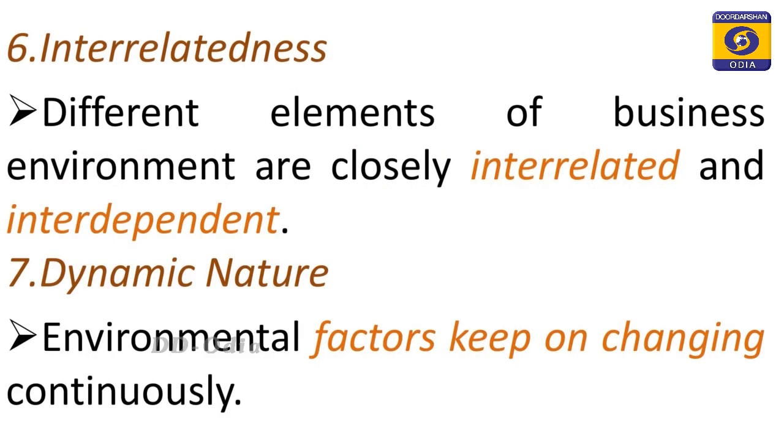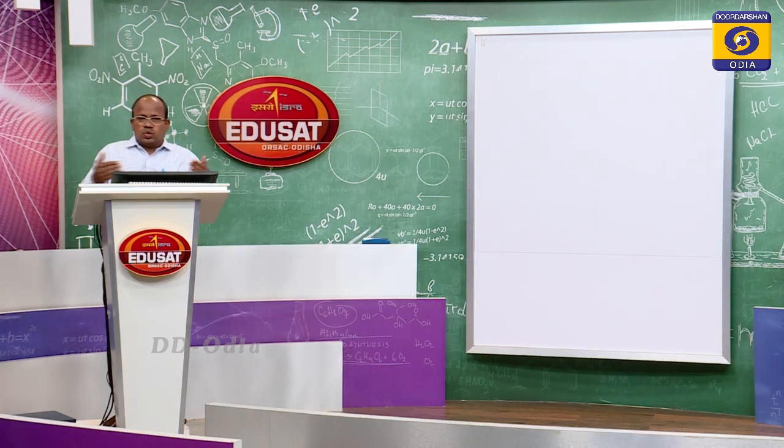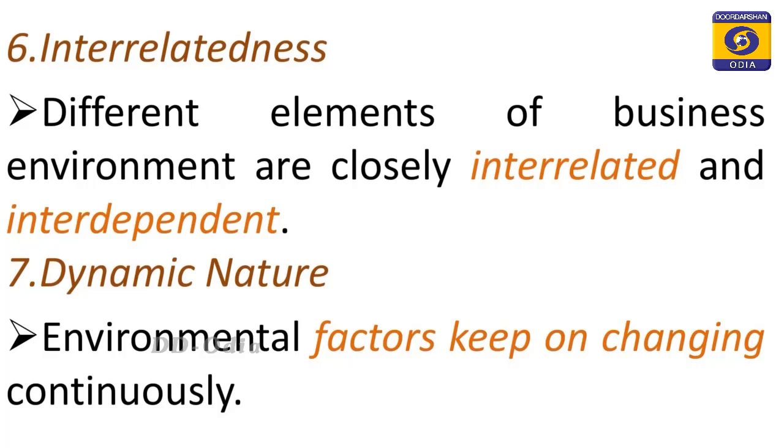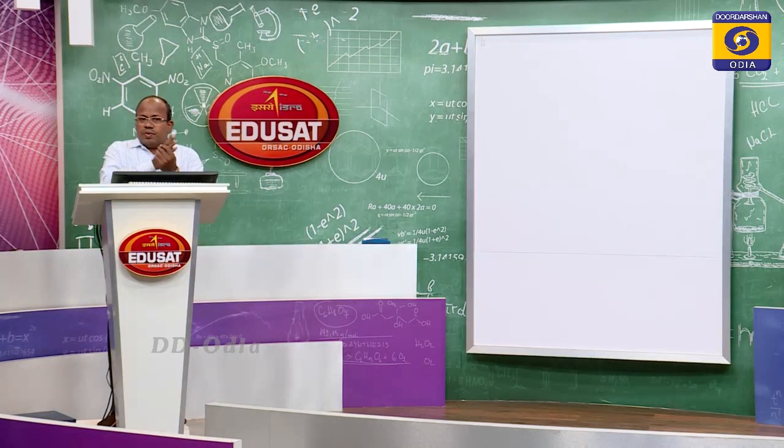Then number 6, interrelatedness. There are many factors which constitute the business environment, and all these factors are interrelated. For example, take the increase in the price of petrol or diesel. An increase in the price of fuel has an impact on the demand for vehicles. So, there is an interrelatedness between these two factors, sale of vehicles and price of fuel. Similarly, there are many other factors which are interrelated. One factor affects the other. They are also interdependent. The economic policy of a country depends on the political situation. If the government changes, the prevailing economic policy may undergo change. So, they are interdependent.